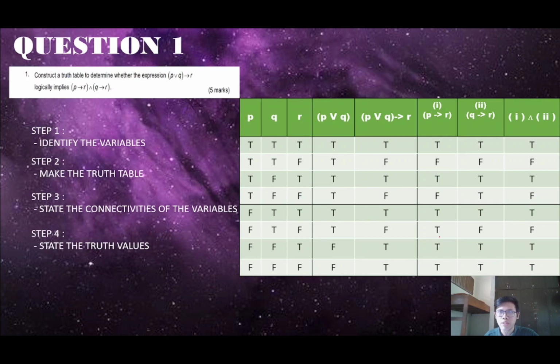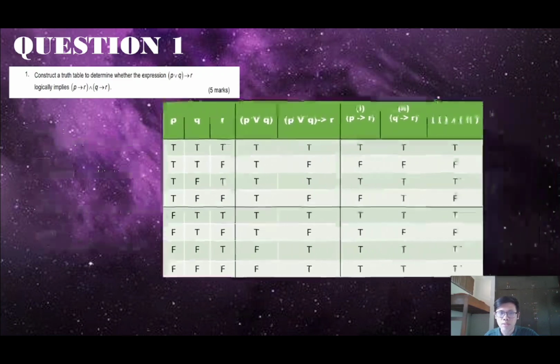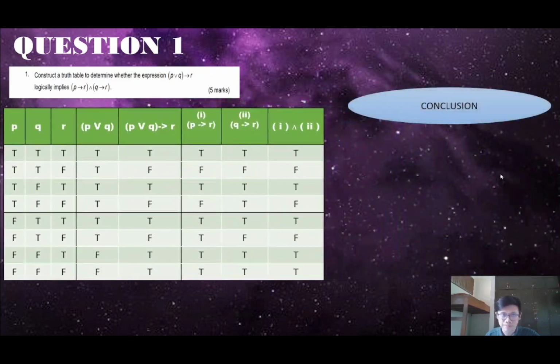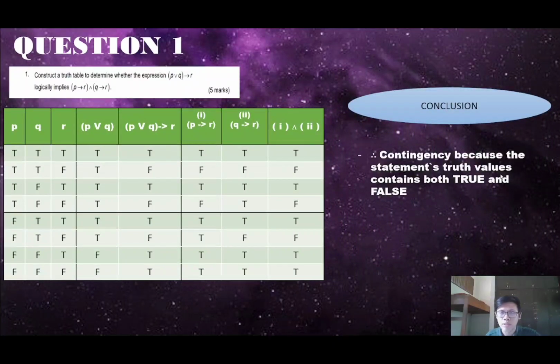After doing that, we need to check whether both of them are the same. And since the first and second expressions have the same truth values, we can now state the conclusion. Therefore, the compound statement is a contingency because the statement's values contain both true and false. That is all for question 1. I will pass it to question 2.